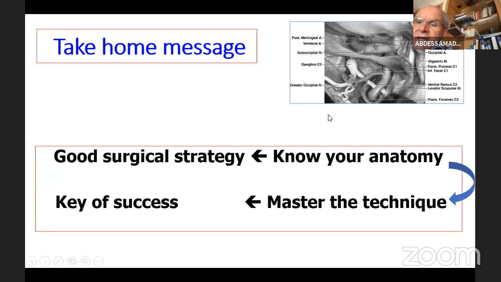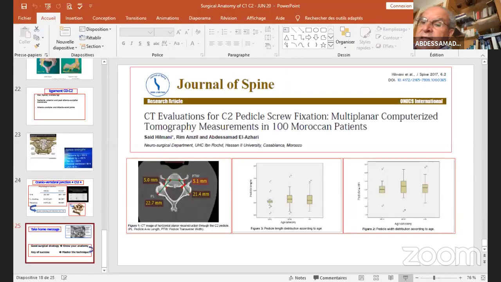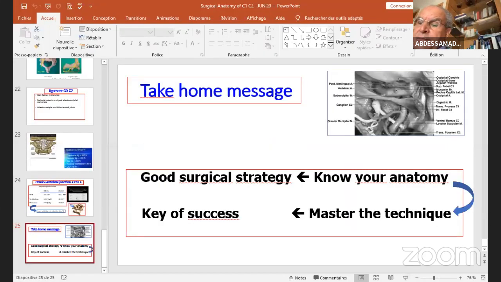Thank you, Professor Hilmani, and thank you for presenting this very interesting study of the Moroccan type of C1C2. It was very interesting. And perhaps I should ask Professor Atul Gul if there are studies like this in India, and if there are some differences between the two populations.